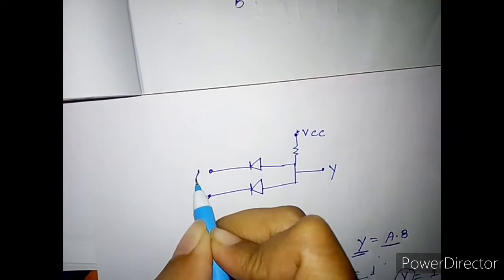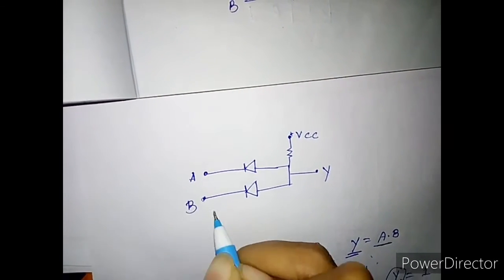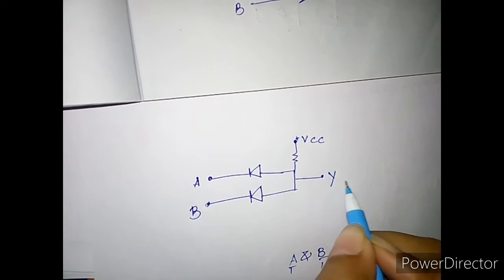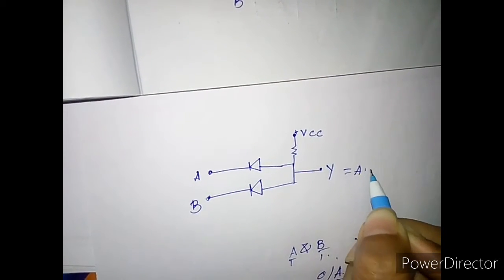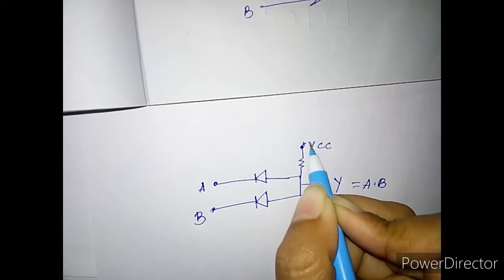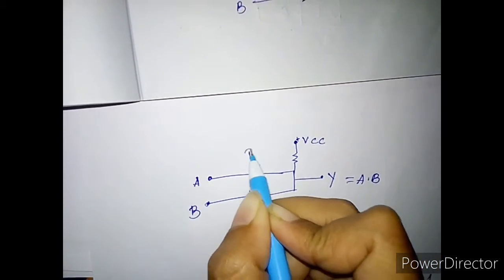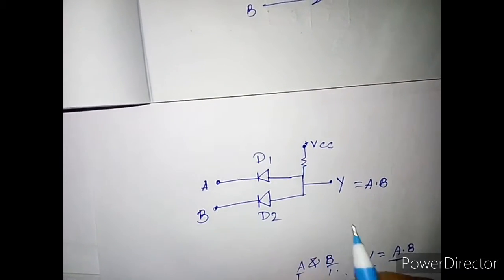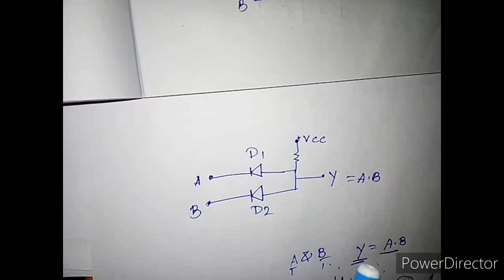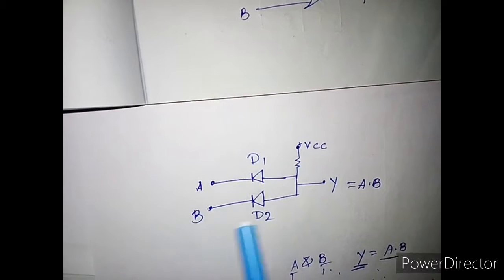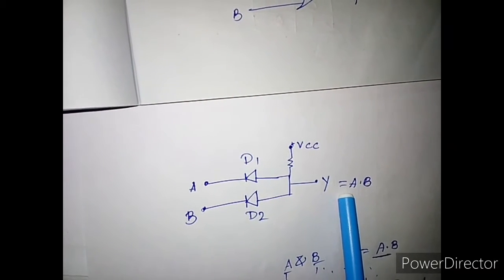Construction of the AND gate by using diodes. A is one input and B is another input, and Y is the output, equal to A into B. That is connected to a supply plus VCC, with diodes D1 and D2. In this circuit, A and B represent the inputs and Y the output.